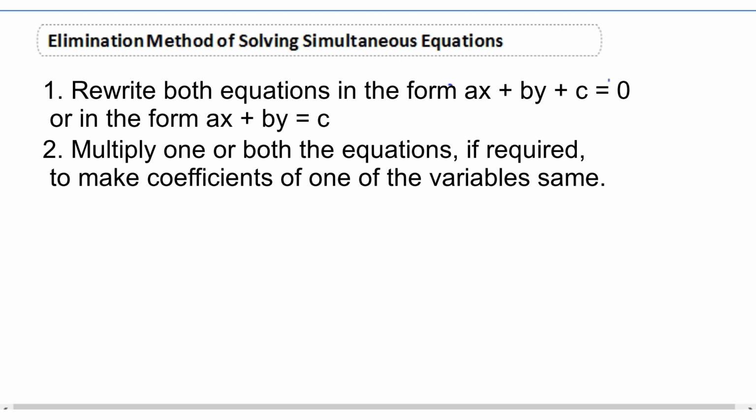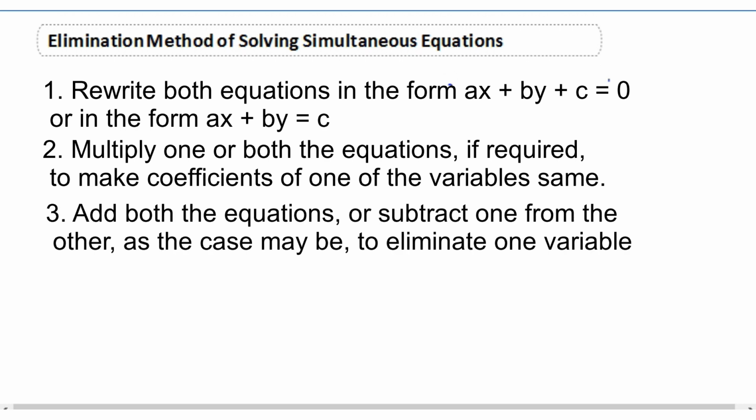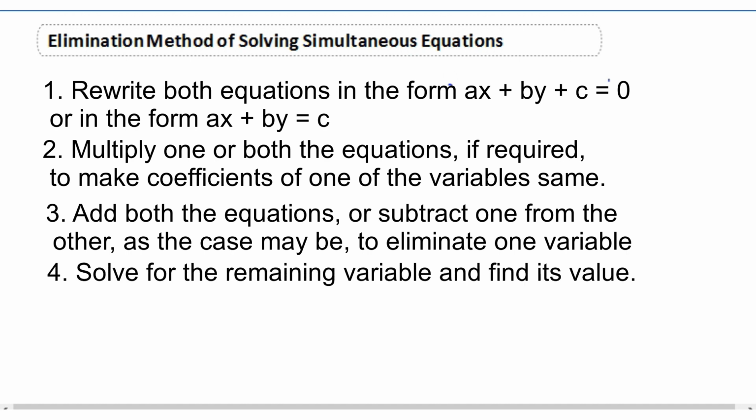And the third step we can then say is that if the coefficients are now opposites of each other, that means if we have one positive and one negative, we can just add the equations together, and if they're both positive or both negative, then we can subtract one equation from the other. So the third step would be add or subtract one equation from the other. Now what we are left with is a linear equation in one variable, so the fourth step would be solve for the variable as a linear equation is solved.